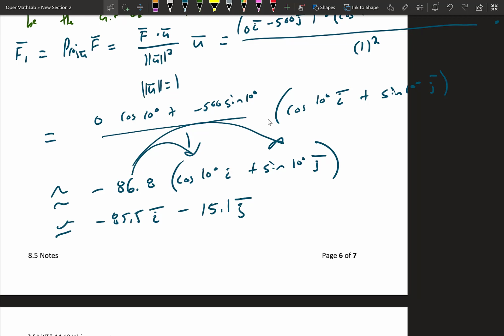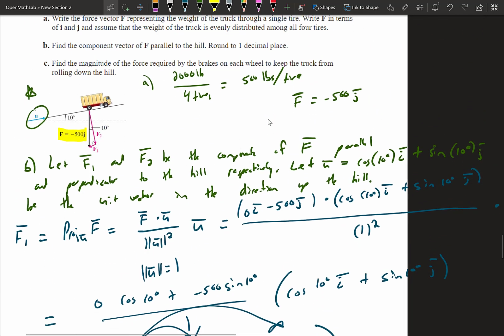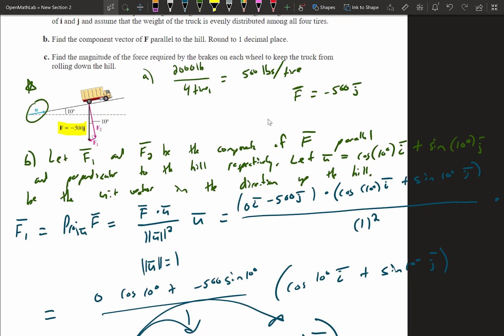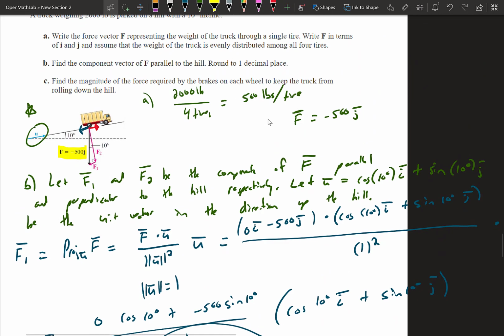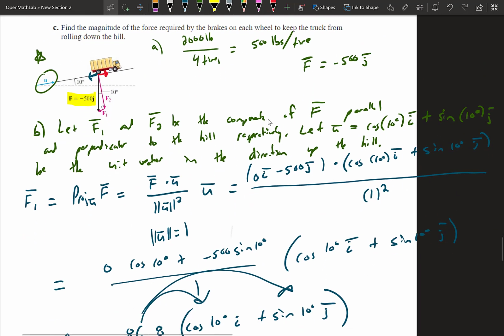So that's what we were asked to find in part B. So then part C, we're asked to find the magnitude of the force required by the brakes on each wheel to keep the truck from rolling down the hill. F1 is essentially going this way. Well, the same amount of force is going to have to go in the opposite direction to keep the truck from rolling down the hill. So that would be the force being exerted from the brakes, the same in magnitude, but in the opposite direction.